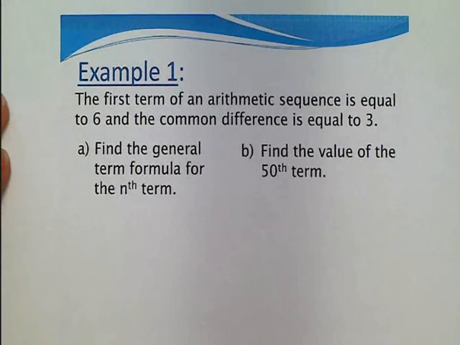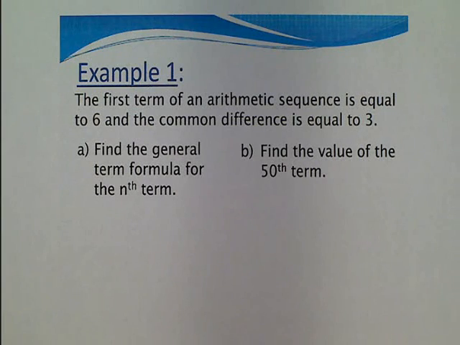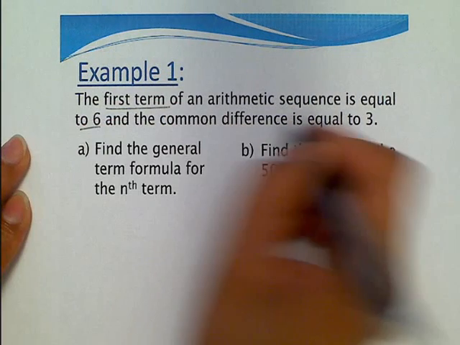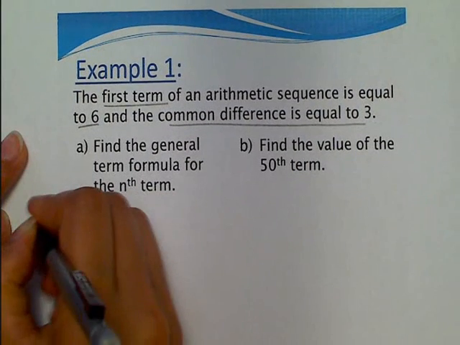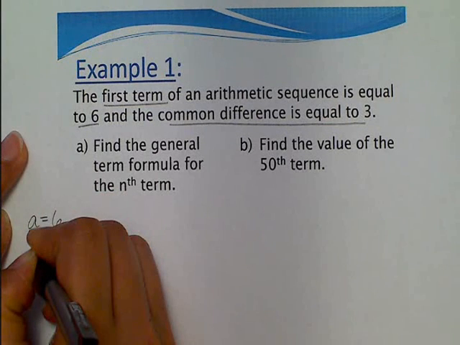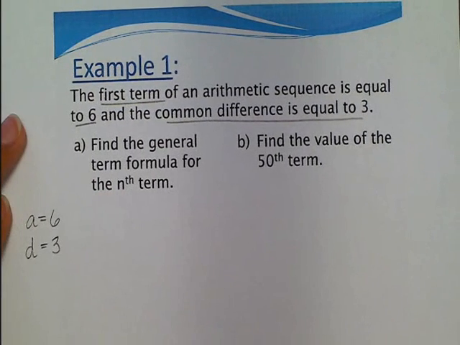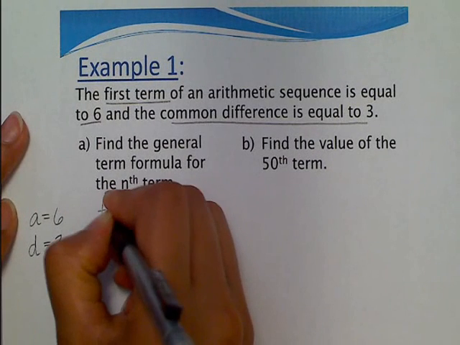So our first example says the first term of an arithmetic sequence is equal to 6 and the common difference is equal to 3. Find the general term formula for the nth term. So I'm told that the first term is equal to 6 and the common difference is equal to 3, and so what that tells me is my value of a is equal to 6 and my value of d is equal to 3.